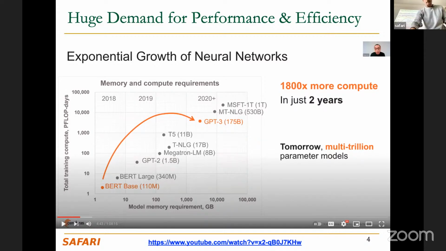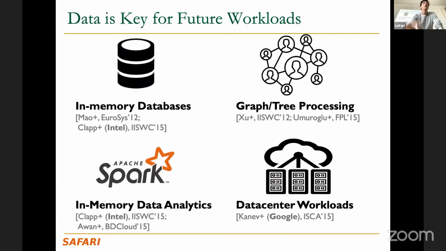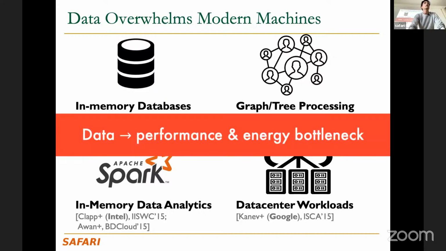Okay, so as I said, access to data is a huge bottleneck for most workloads and computing systems these days. At the same time, it's key for current and future workloads such as in-memory databases, graph or tree processing, in-memory data analytics, data center workloads, etc. All of these are bottlenecked by the access to data, and this causes performance and energy bottlenecks, undesired performance loss and undesired energy consumption.